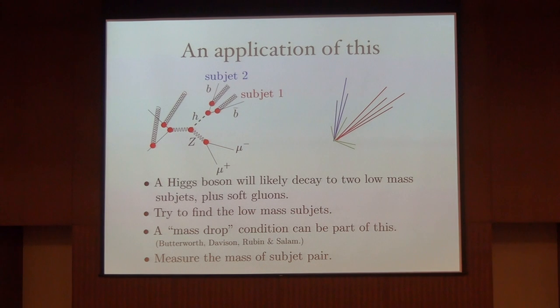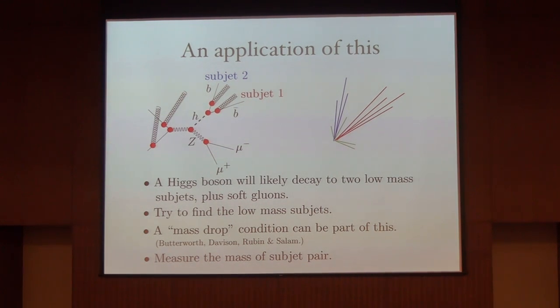And then you look inside of that and try to do two things. Try to look for a mass drop condition. So two subjets of small mass combined into a bigger jet of much bigger mass. That's a clue that you're seeing the decay right there. And at the same time as you're doing that, you're trying to throw away that initial state radiation that you didn't want, that is not really part of, say, the top quark decay.